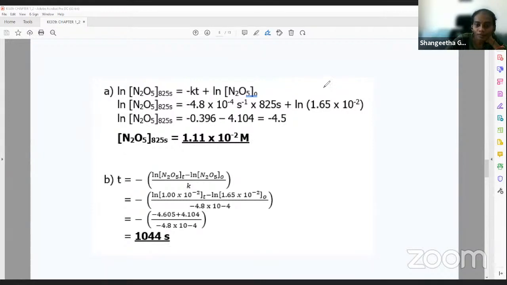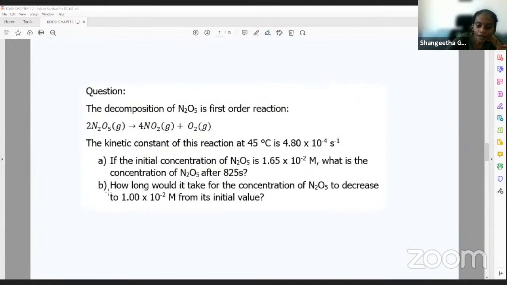So let's look at part 2. In part B, what you are asked is, how long would it take for the concentration of N2O5 to decrease to 1.00 times 10^-2 from its initial value?